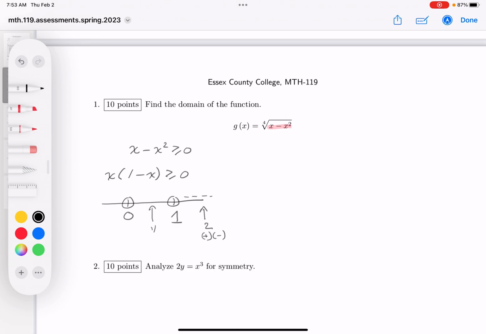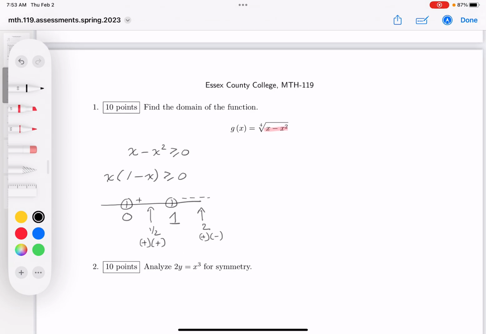Between 0 and 1, I choose a half. What do you get there? Positive for the first factor. Second factor is positive. Well, positive times a positive is a positive, and positive numbers are clearly greater than 0. So that gets shaded in.